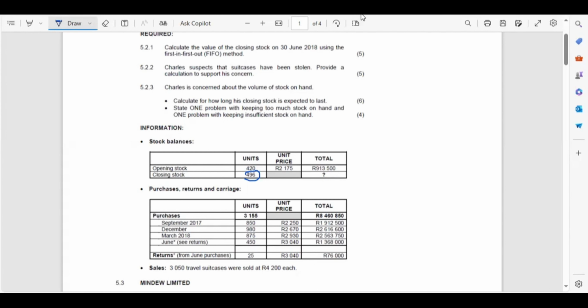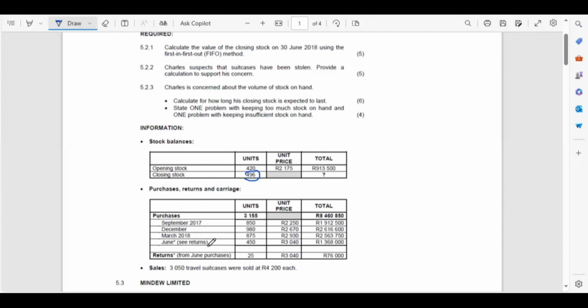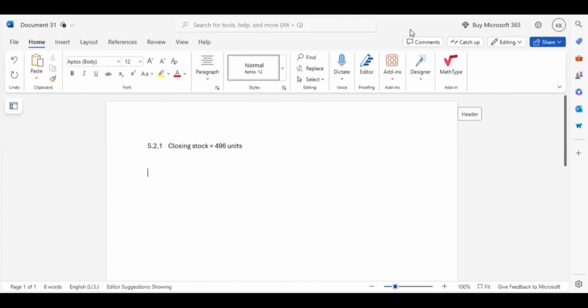Now let us look at this example and try to answer it. We need to identify the value of these 496 units of suitcases which were remaining at the end of the year. Now I'm saying 450 were from June because this was our latest purchase, but then in June there were returns of 25. So from June we would have 450 minus 25, and as a result the number of units that we had from June was 425 units.